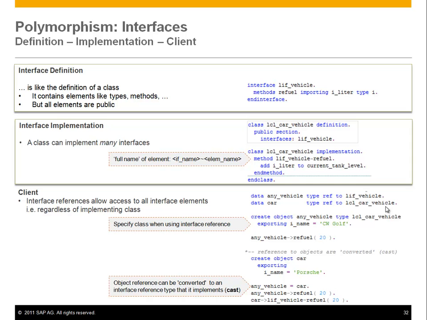But you also can say I specify an interface type here, and any vehicle here is an interface type, and so because the system needs to know what real class it really needs to instantiate, you specify the class after a type statement. So the statement here says create object any vehicle type LCL car vehicle. Specify the interface type first and then the class, and then of course you can specify parameters because in this case the constructor has parameters.